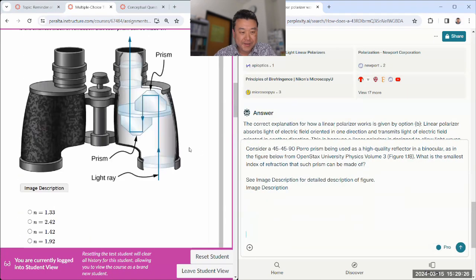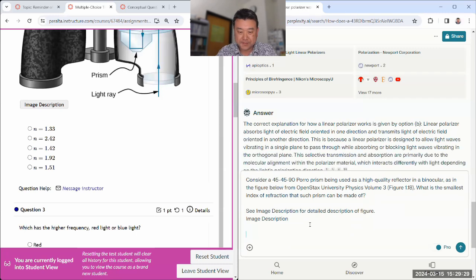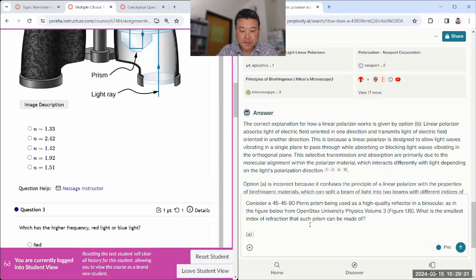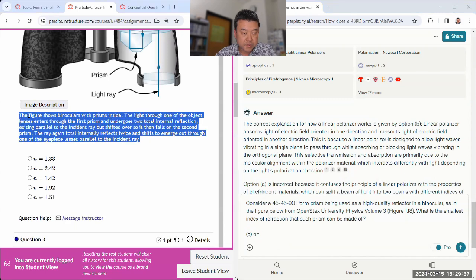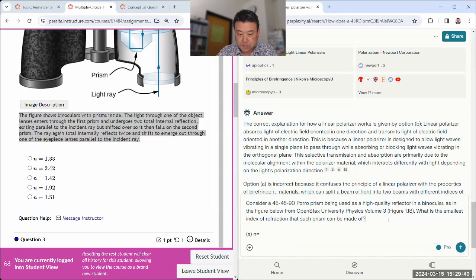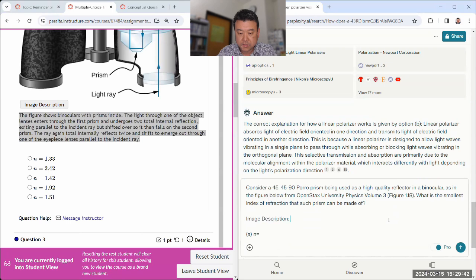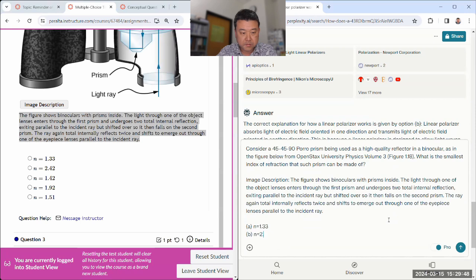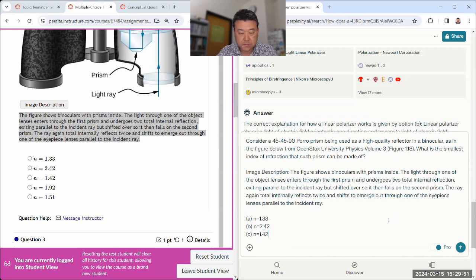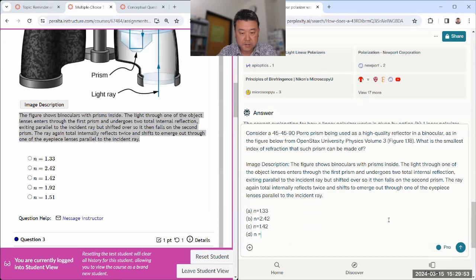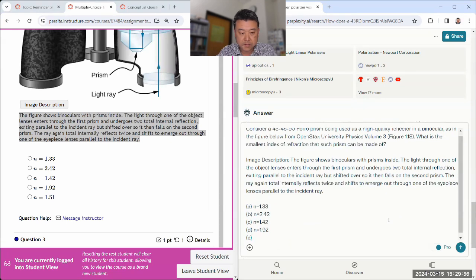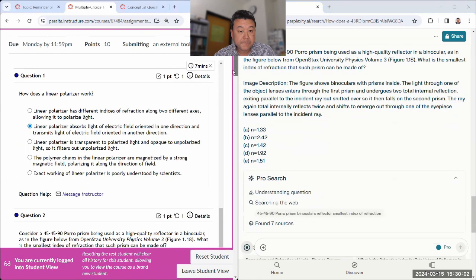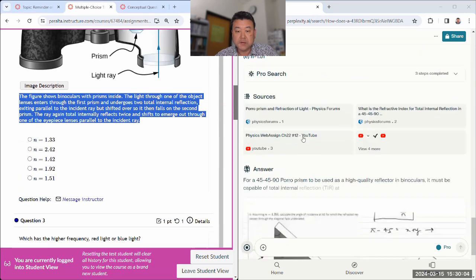So here I actually have to type this in. Oh, I need to copy in the image description. A. n is equal to 1.33. B. n is equal to 2.42. C. n is equal to 1.42. D. n is equal to 1.92. E. n is equal to 1.51. I think I wasted a lot of time. 7 minutes. Yeah, I gotta go faster.